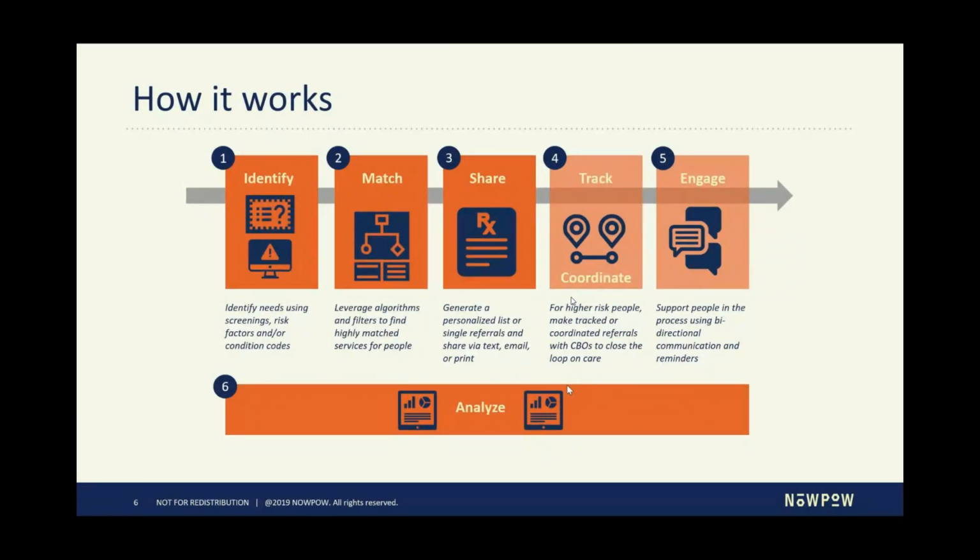And then when you become a tracked referral partner, you can track the referrals that you coordinate with Ideal Balance, for example, to close the loop on care. And then you're also able to use bi-directional communications and reminders throughout that process. So you can send messages to the person that sent you the referral initially, and then you can also send appointment reminders to your patients as well using the technology. And then we also have the analyze function, which is where you can use data to analyze the referrals that are being sent out and received.